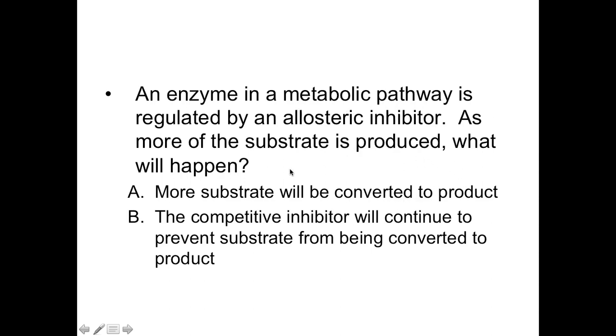Well, what about for the allosteric? An enzyme is regulated by an allosteric inhibitor, and it's being inhibited. If more substrate is produced, what's going to happen? Because allosteric inhibition is not dependent, or not very dependent, on the relative ratios of substrate to inhibitor, even though more substrate is being produced, you'll still maintain the same level of inhibition.